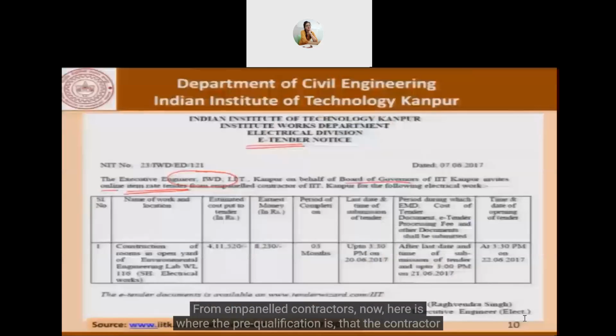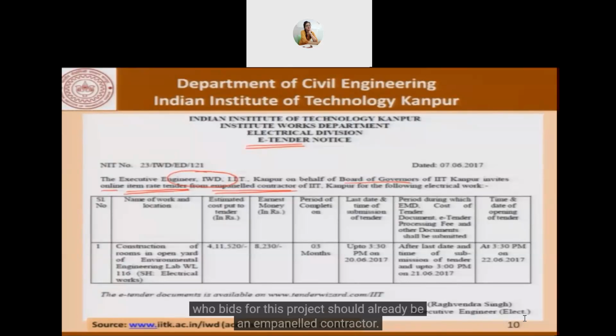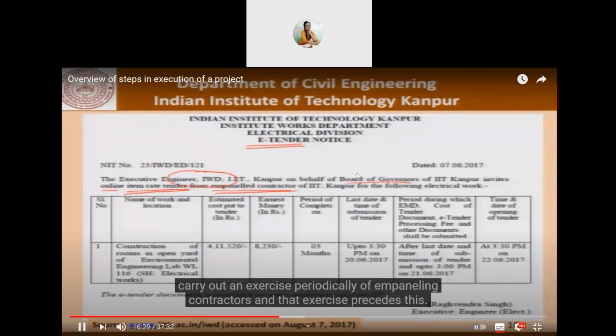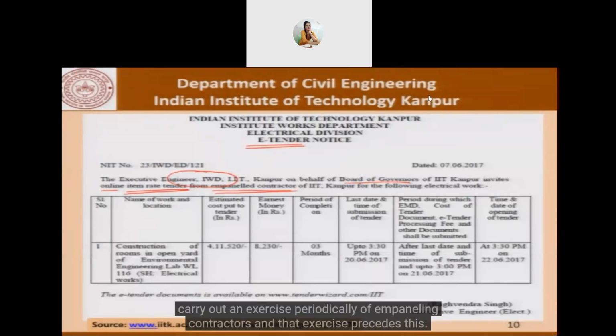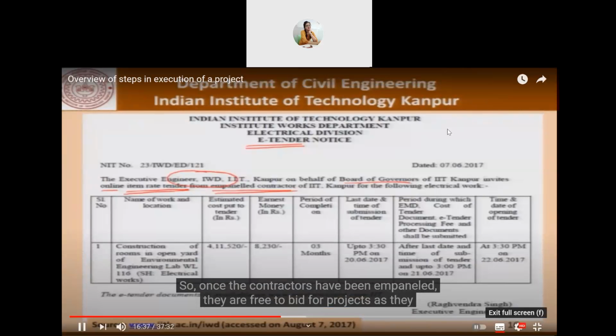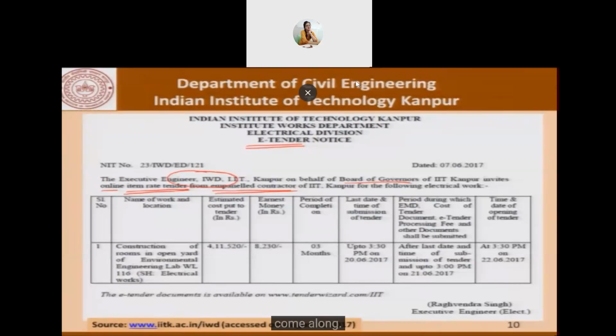From empaneled contractors. Now, here is where the pre-qualification is: the contractor who bids for this project should already be an empaneled contractor. The institute, in this case IIT Kanpur, carries out an exercise periodically of empaneling contractors. And that exercise precedes this. So once the contractors have been empaneled, they are free to bid for projects as they come along.